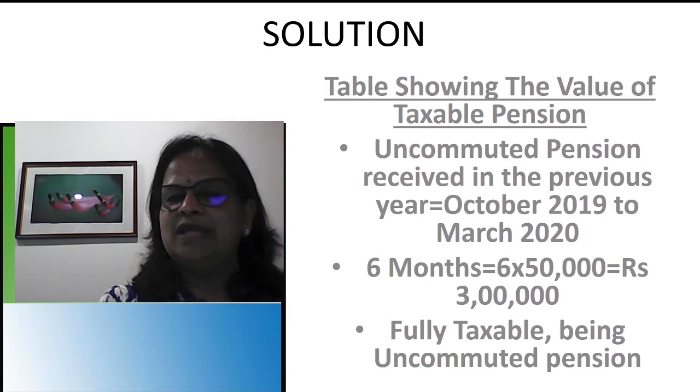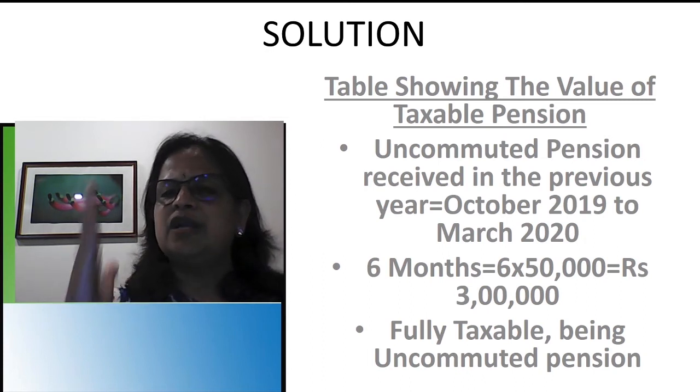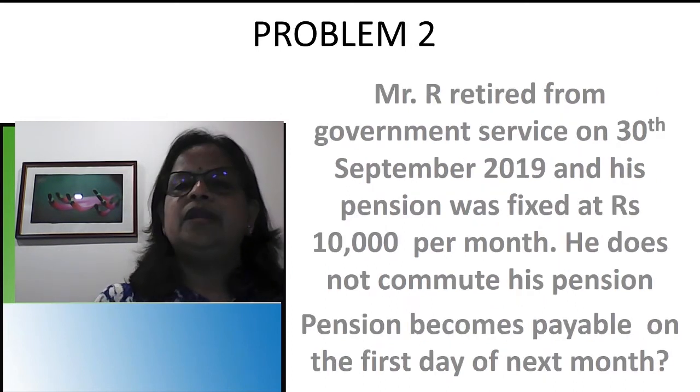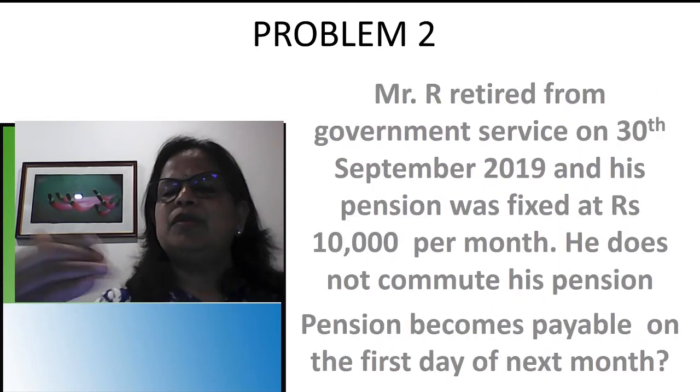Till retirement you will get salary. After retirement you will get pension, fully taxable. That is the meaning of uncommuted. Now, second problem, similar to the first one.